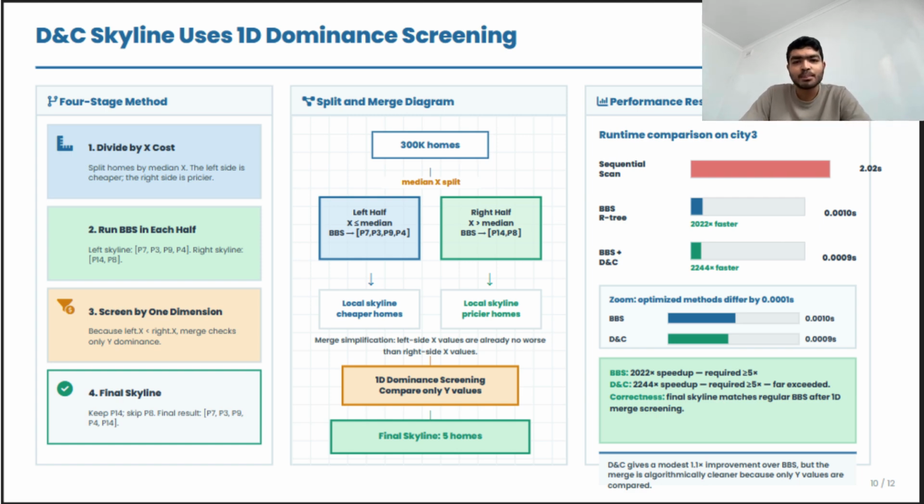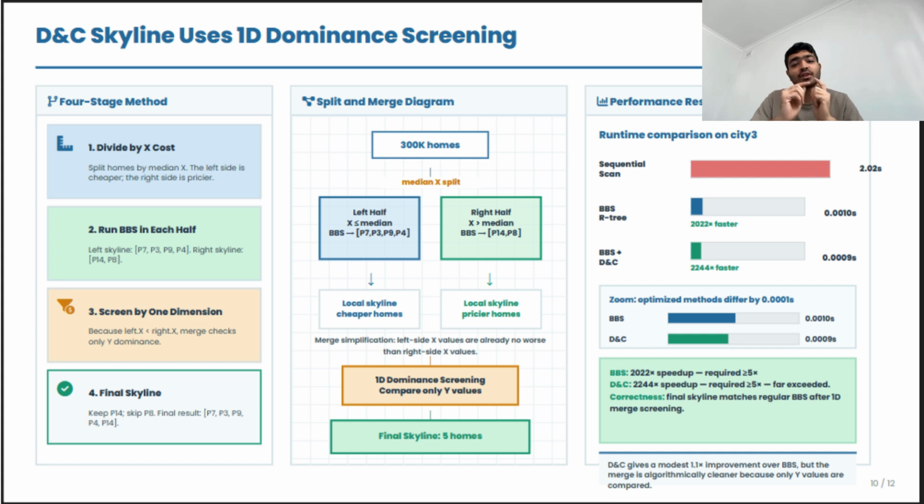Stage 2 is running the branch and bound skyline independently on each half. The left half produces its own local skyline, which is P7, P3, P4, and P9. These are the best homes among the cheapest options. The right half produces its own local skyline, which is P14 and P8. These are the best homes among the pricier options. I now have two local skylines that need to be merged into one final correct skyline.